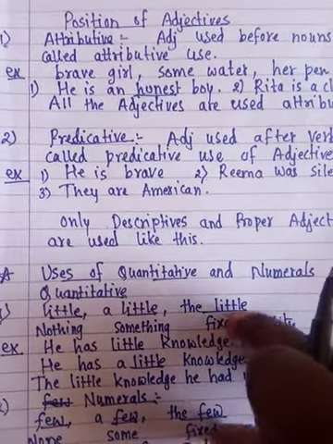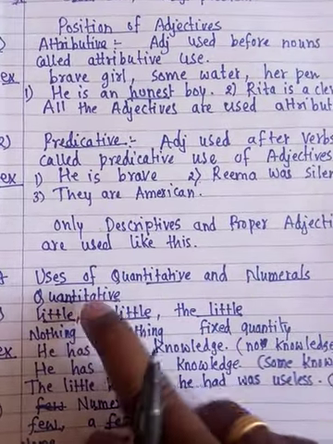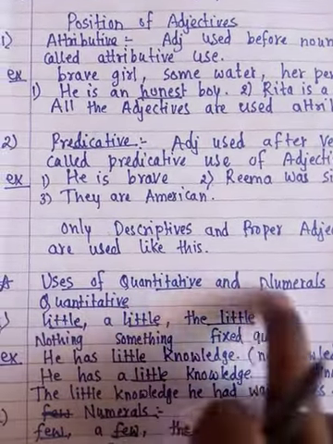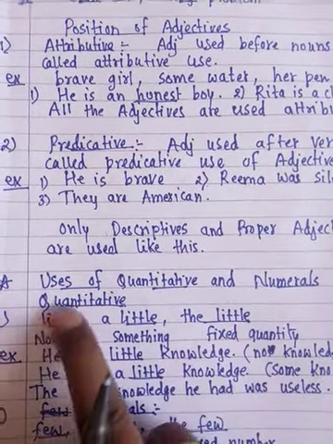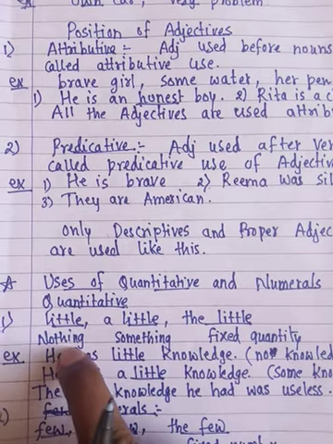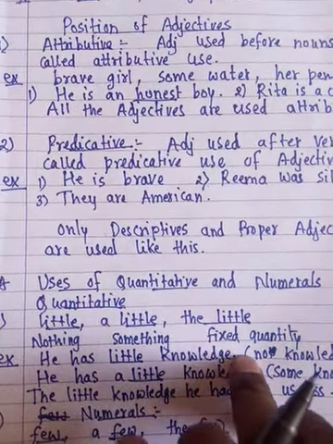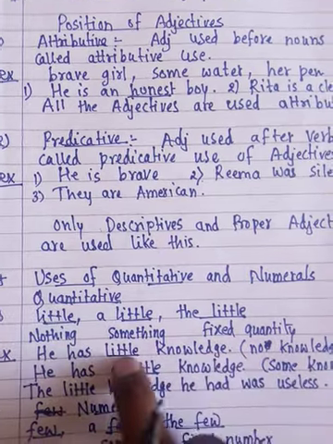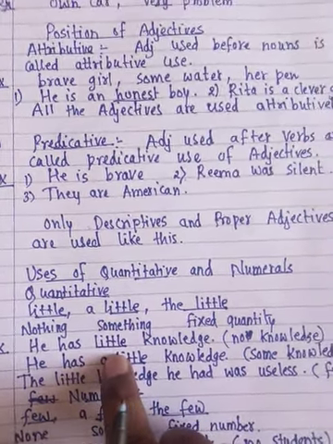Because they can be used to show quantity, not number. So, what are the differences between little, a little, and the little? Little means nothing, no quantity at all. A little means some quantity, and the little means fixed quantity. I've written here some examples. You can understand very well using these examples.